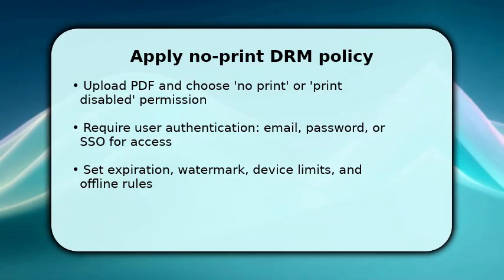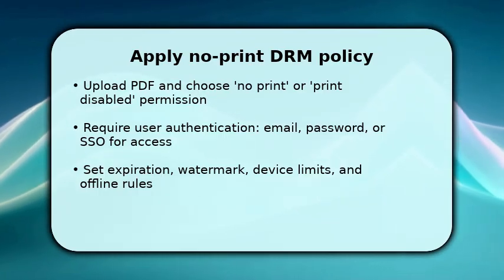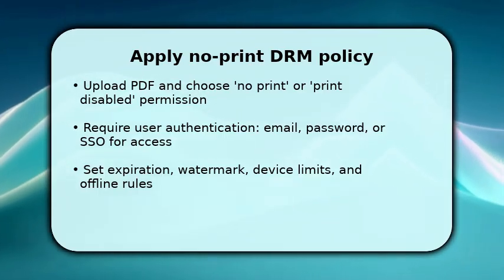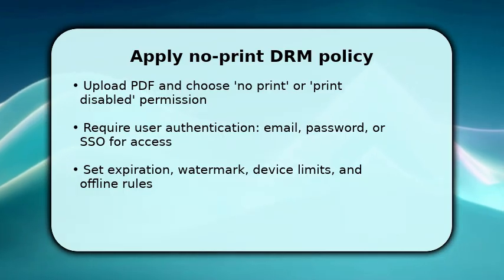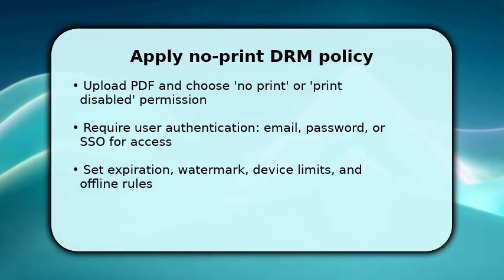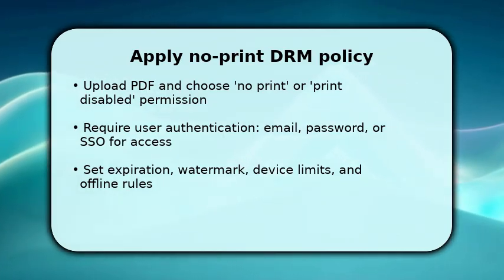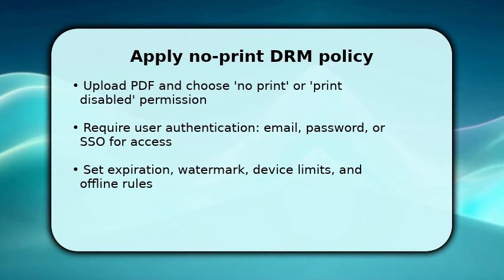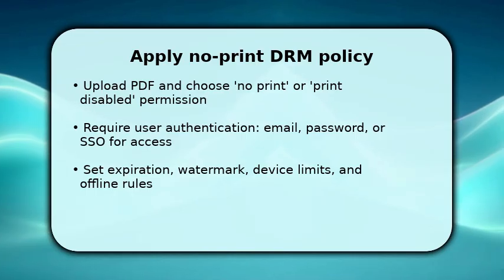Configure complementary controls to set expiration dates, dynamic watermarks, device or IP limits, and whether offline viewing is allowed. These measures stop casual printing and screen export. Make sure to test the policy with a zero privilege test account to verify print is blocked.